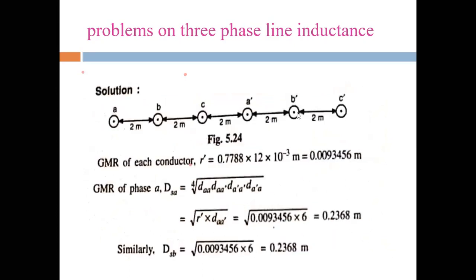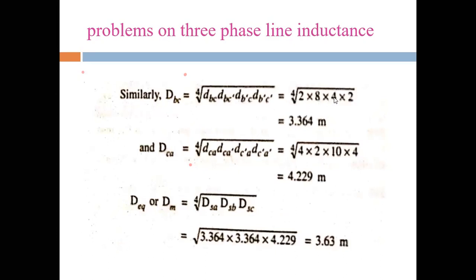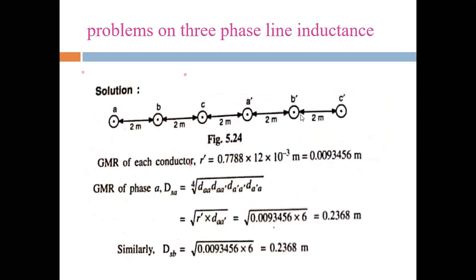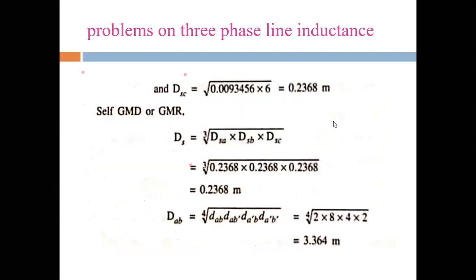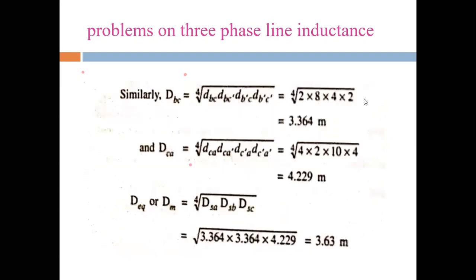B dash to C is 2 plus 2, that is equal to 4 meters. Next, B dash to C dash. B dash to C dash is equal to 2 meters.